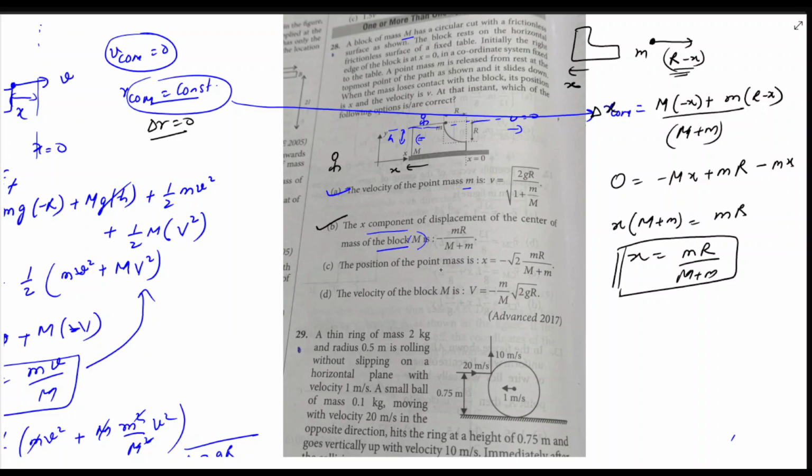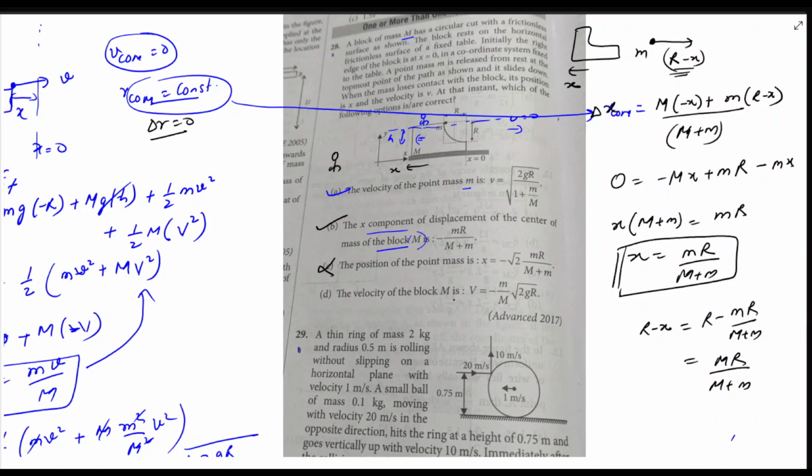Perfect. The position of point mass is this. No, the position of point mass will be R minus x. So if you subtract x from R, you will get R minus x is equal to R minus small m capital R upon capital M plus small m. So we'll get capital M R upon capital M plus small m. So this is wrong.